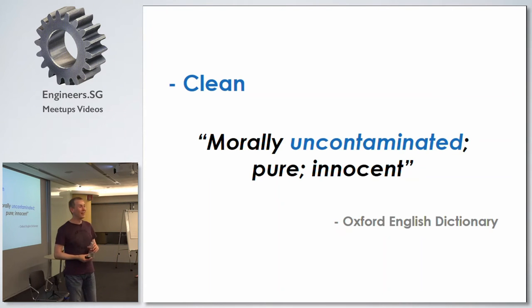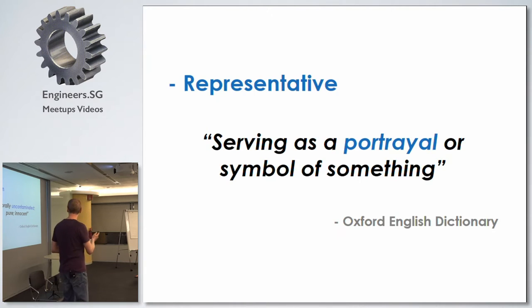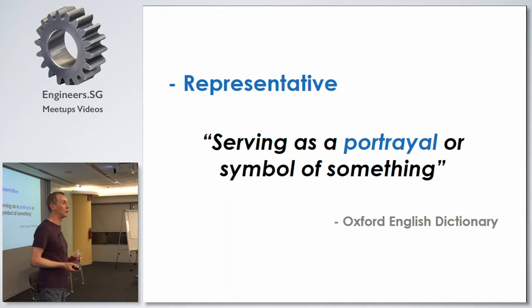It would be really nice if it was true, but most code is far from uncontaminated. It'd be really nice, yes. So, clean code movement, I kind of like the idea that we do get to this as an aspiration, but we're far from it at the moment. And representative is kind of interesting as well. It means serving as a portrayal, as a symbol of something. Again, that is exactly what our code should be.